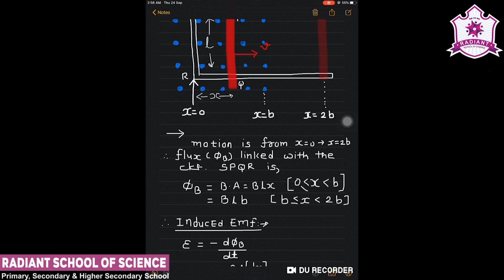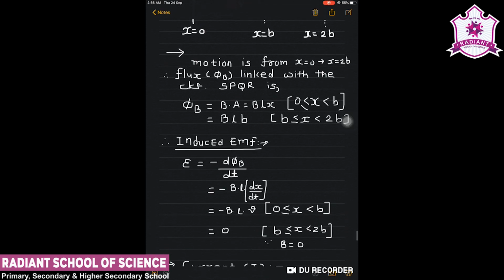Now for the induced EMF we will follow Faraday's law, that E is equal to minus delta phi upon delta t, or d phi by dt. Here we have B into l as given, and x is the distance that is covered from x equals 0 to x equals b or x equals 2b.